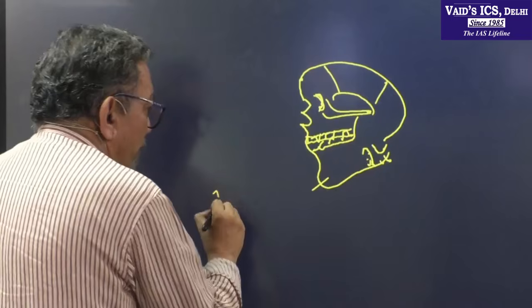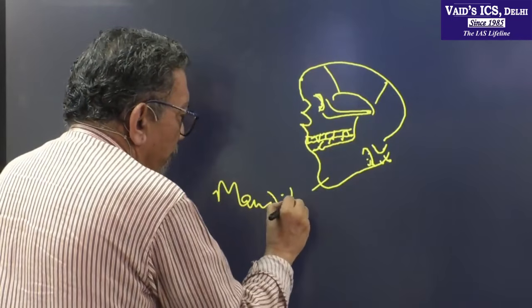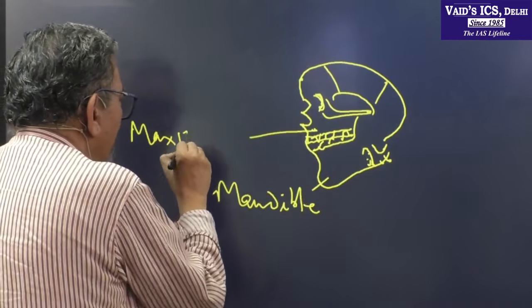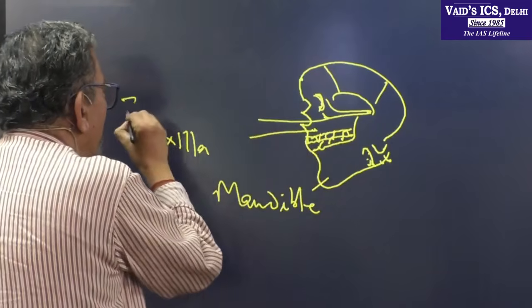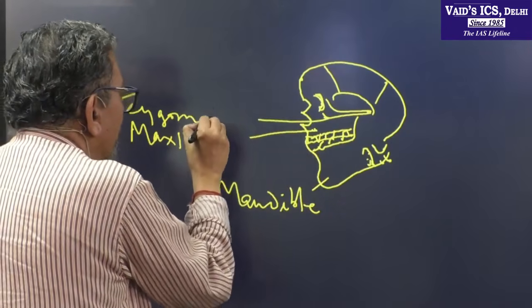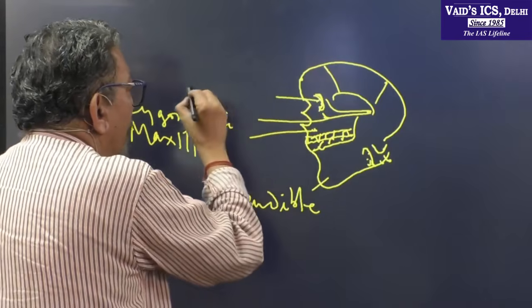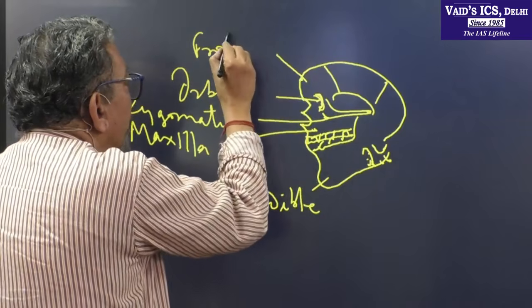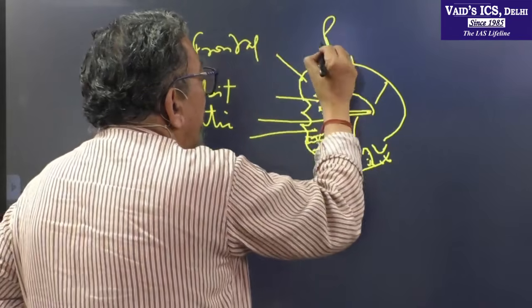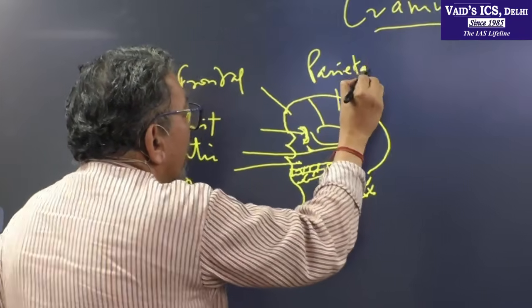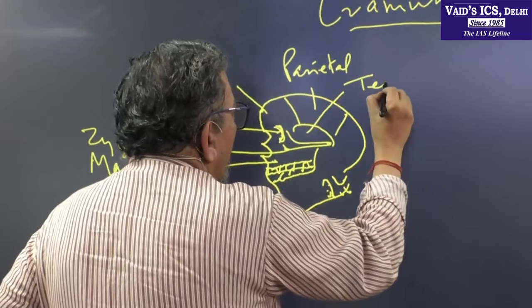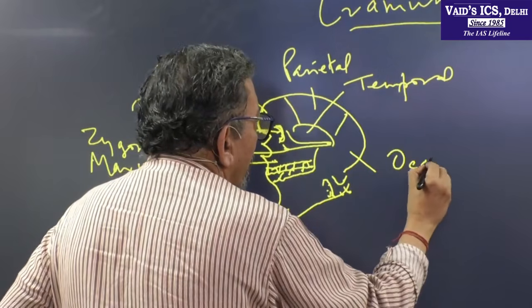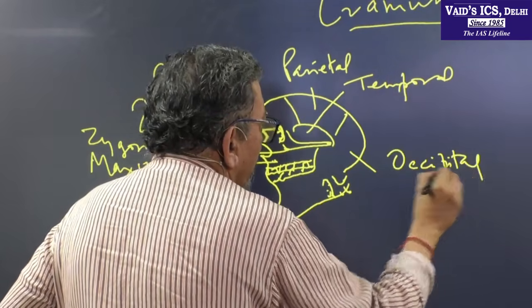This is your mandible. This is maxilla, zygomatic, orbit, frontal, parietal, temporal, occipital, mastoid.